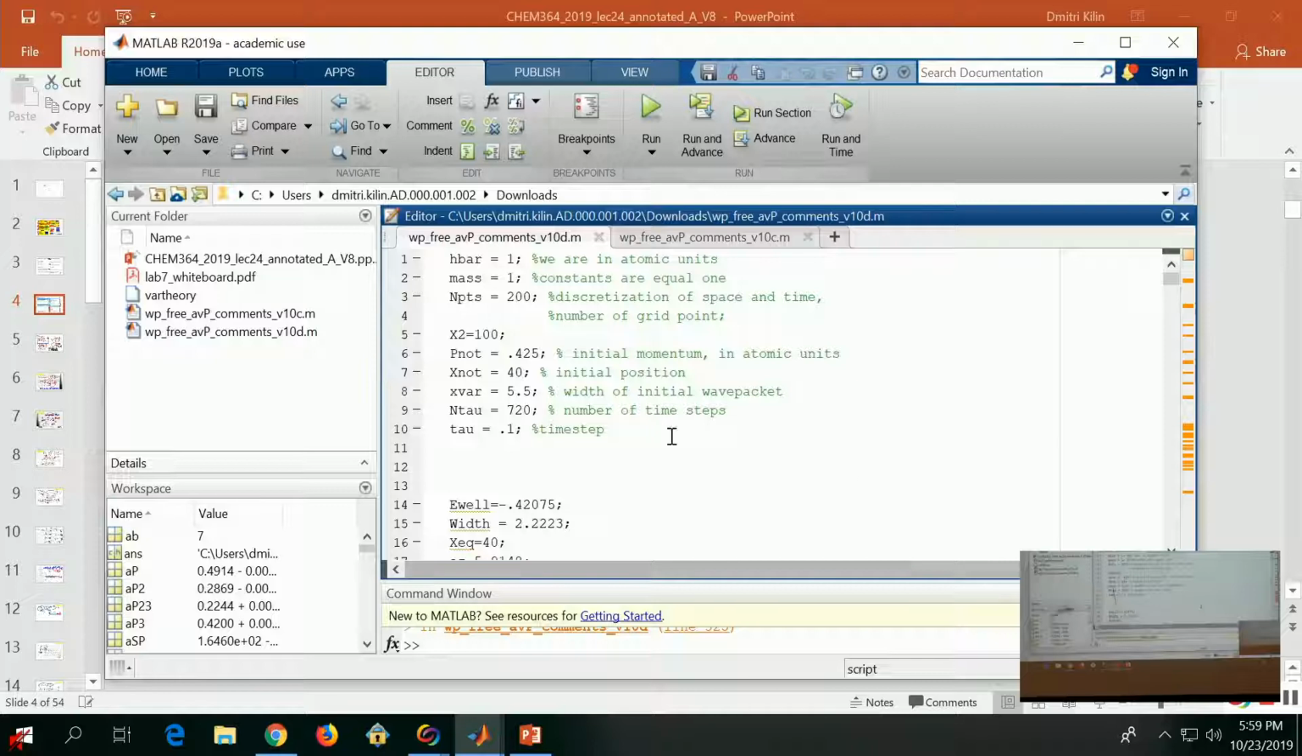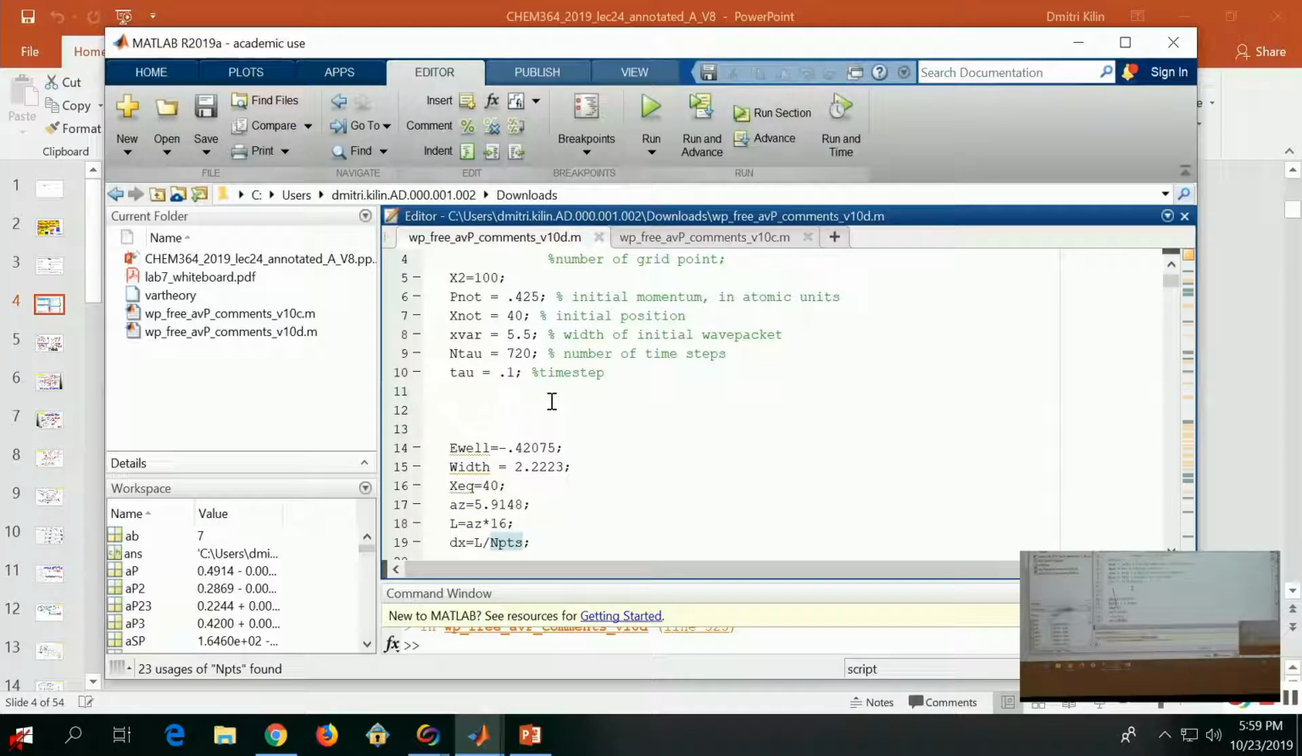So in atomic units, Planck constant and mass are 1. This variable, number of points, is how many discrete spaces. So delta x plus 2 delta x plus 3 delta x, total endpoints in this code will be 200. But later on we could change it. And the variable dx will be the offset between 2 points.